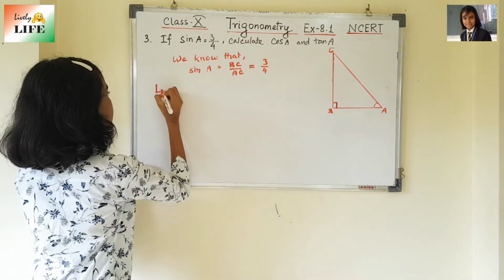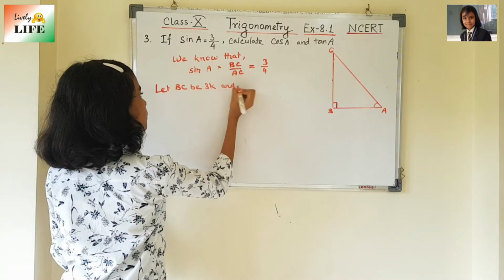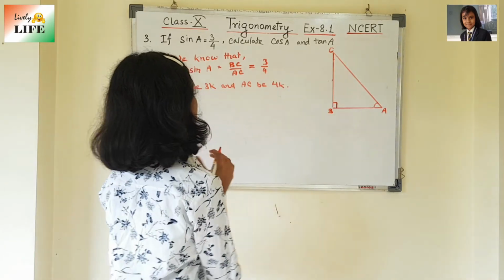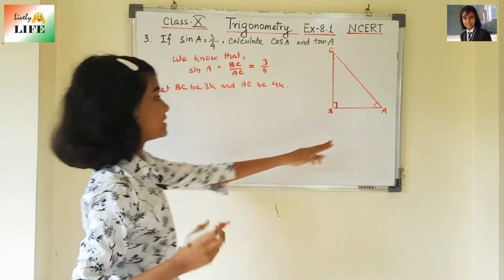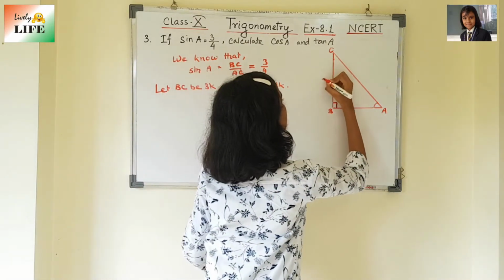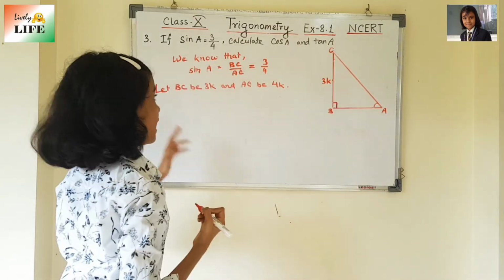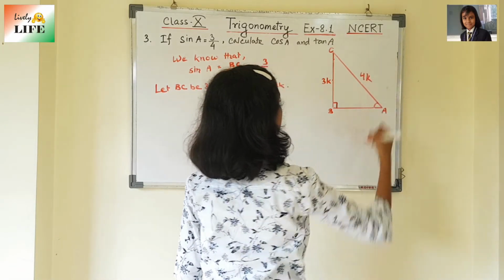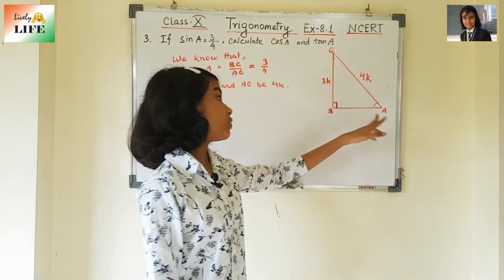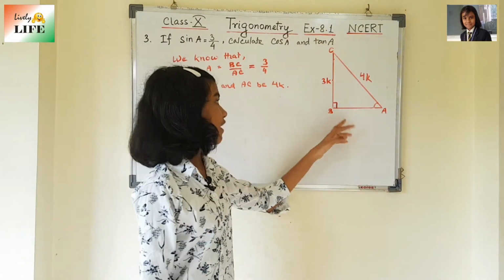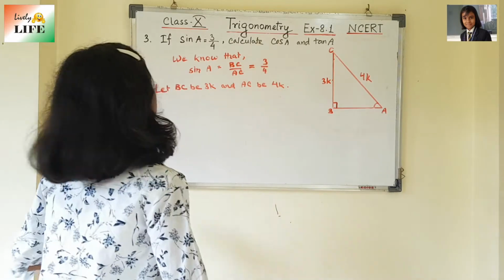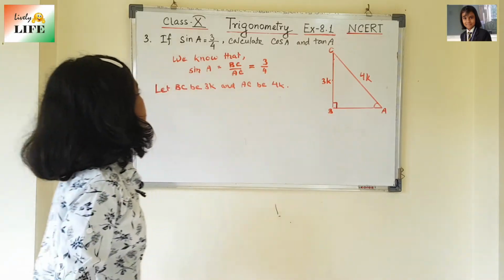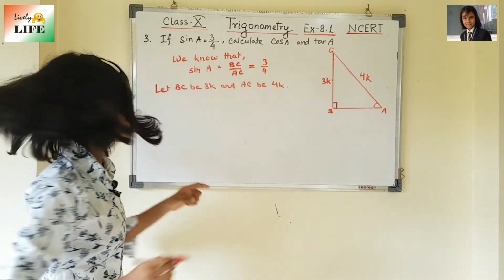Now we can write BC is 3k and AC is 4k. Now we need to find out what is AB. Okay, now we need to find out AB for cos A, right? For cos A and tan A, we need to find out the base. So now we're going to find out AB by Pythagoras theorem.